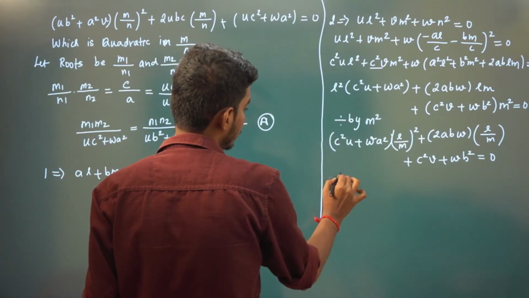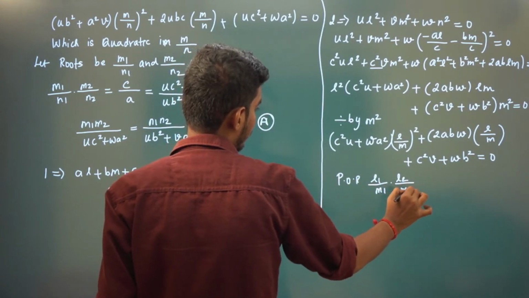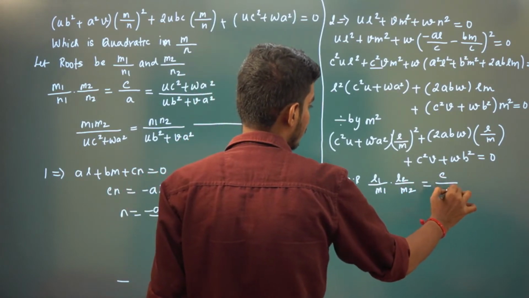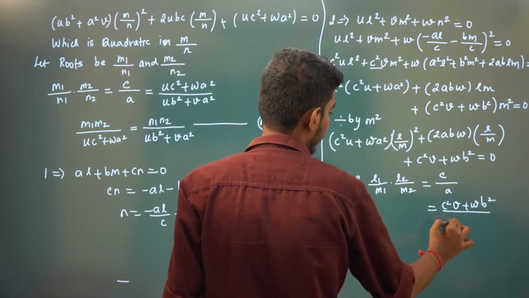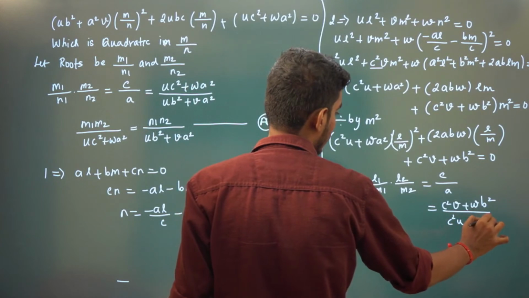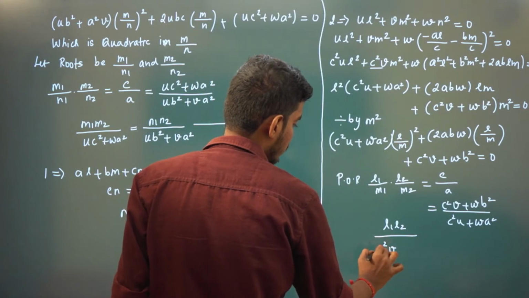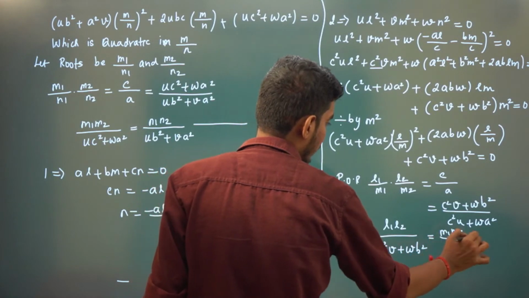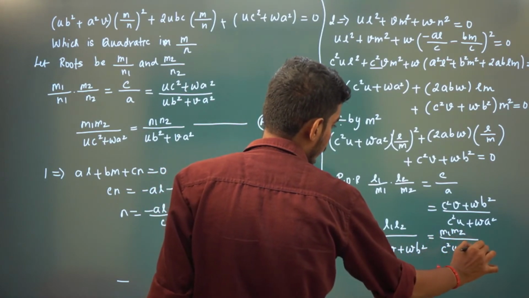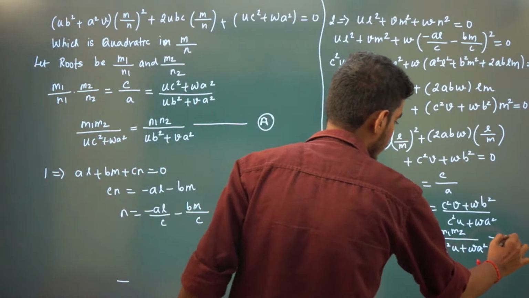So let the roots be, what is the product of roots? l1 by m1 into l2 by m2 is equal to c by a. So c is c square b plus w b square divided by c square u plus w a square. So we will have l1 l2 divided by c square b plus w b square is equal to m1 m2 divided by c square u plus w a square. Let us connect a and b. So this is a, this is b. Now connect a and b.